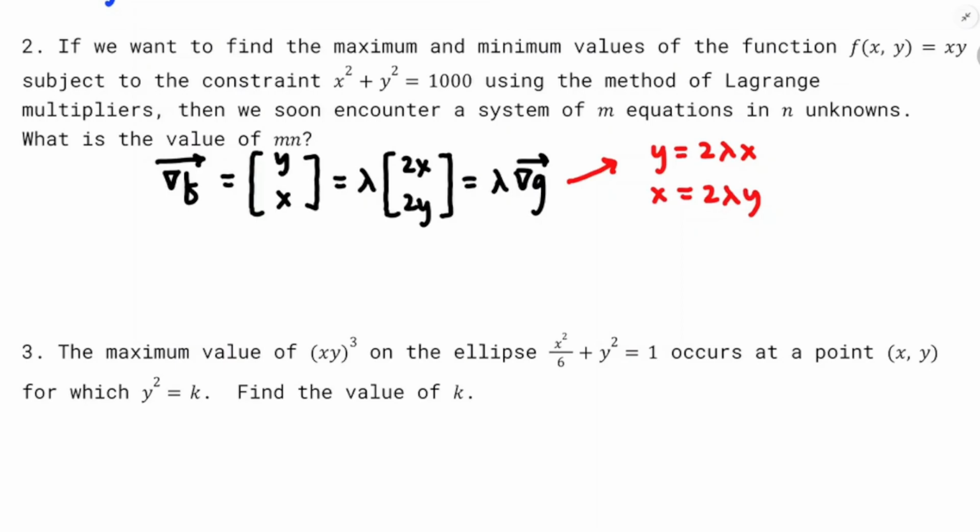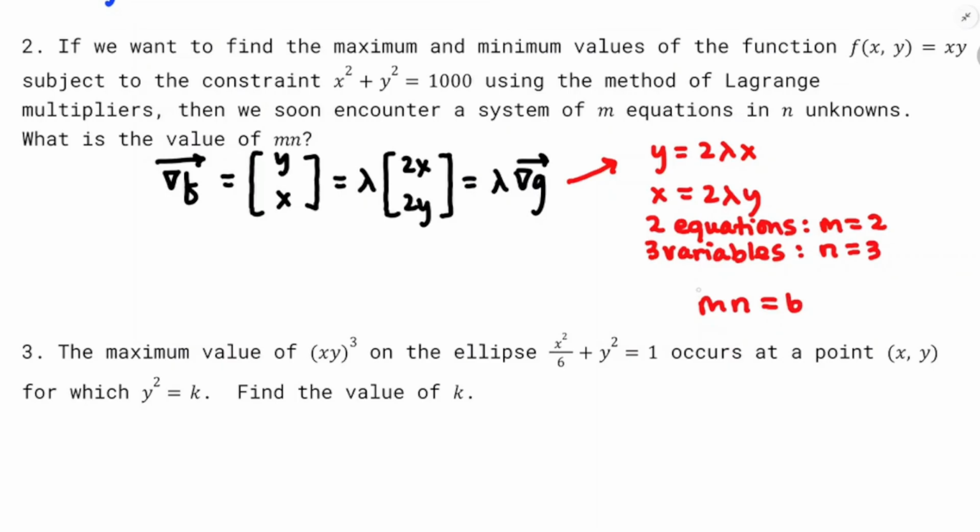That's 3 variables. And it said m equations and n unknowns. So that means n equals 3. I have 2 equations, and that's m. So m equals 2, so that means m times n is going to equal 6.